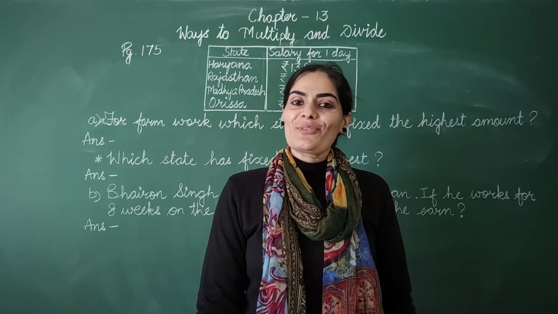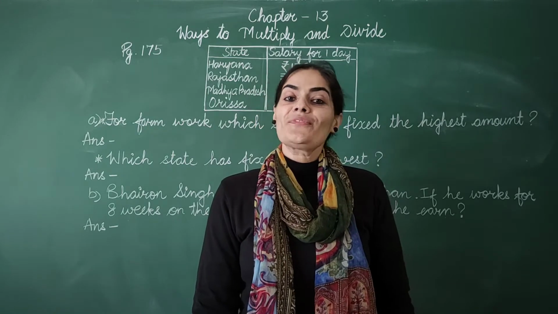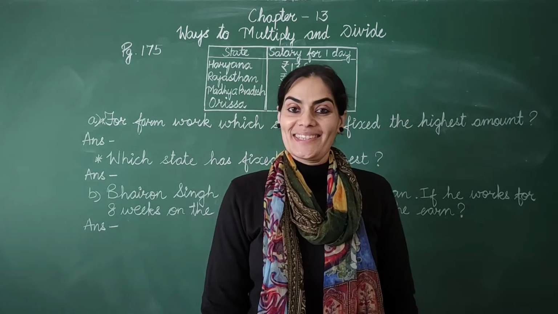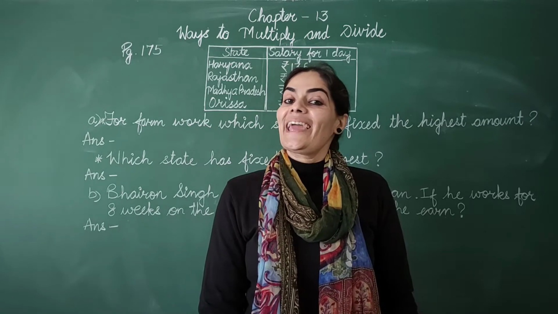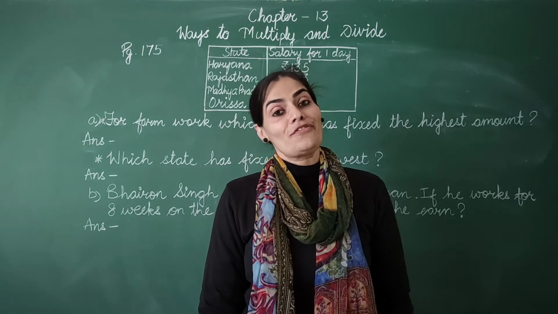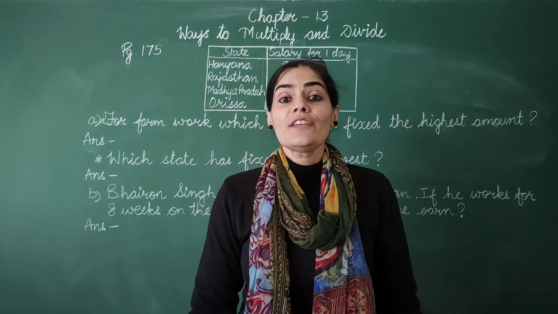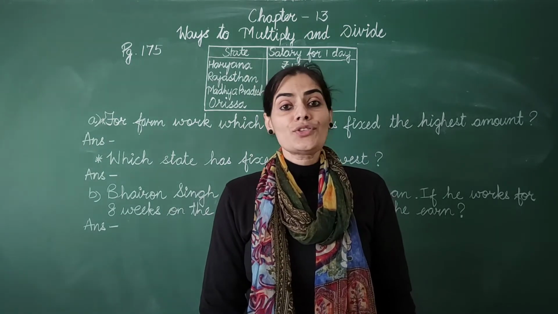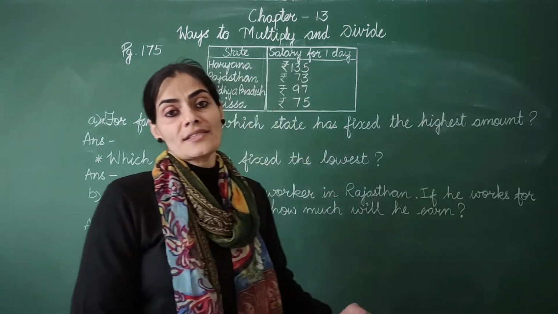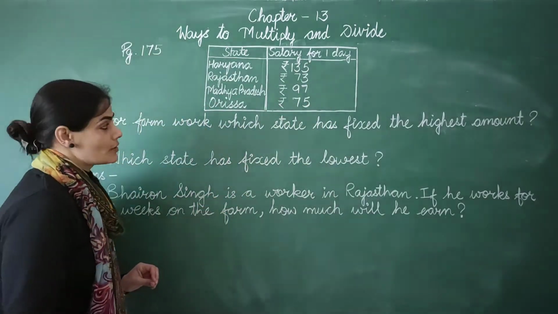Good morning everyone. We are continuing with chapter 13, ways to multiply and divide. Today we are doing the exercise given on page number 175. To save the farm workers from any kind of exploitation, the state governments have fixed a minimum wage.